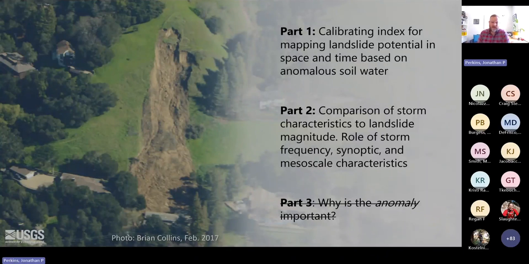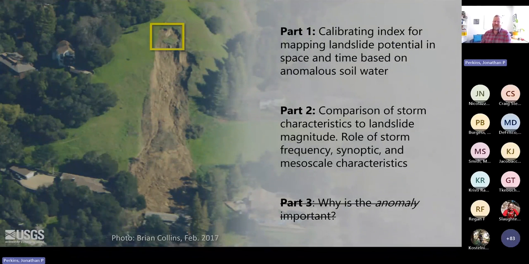And then part three of this talk, which I've crossed out here because I don't think I have room to talk about it, was going to be focused on circling back to part one and thinking mechanically, in the hillslopes, why looking at anomalous soil hydrology is important as a universal threshold. I probably don't have time for that, but if you're interested, you can ask me any questions perhaps.